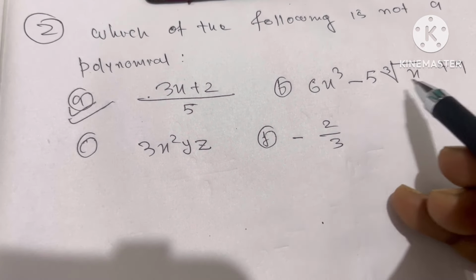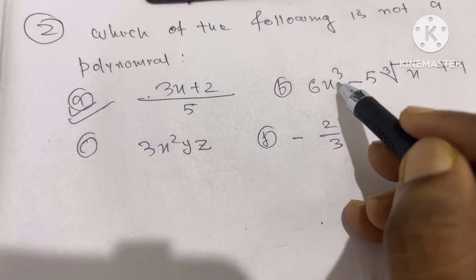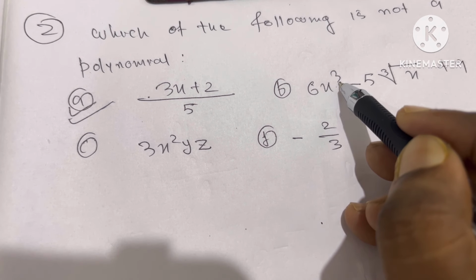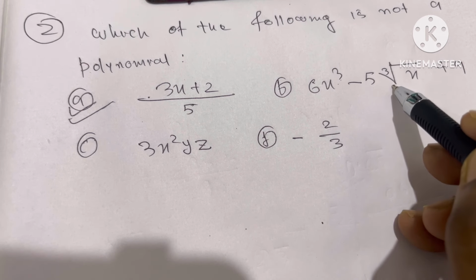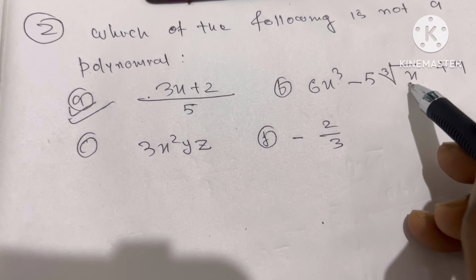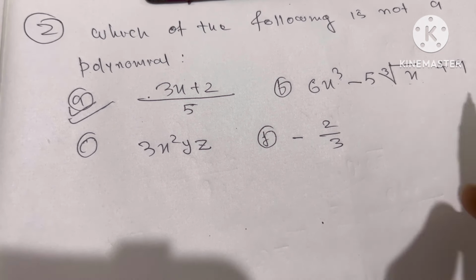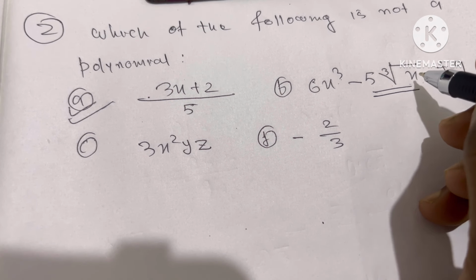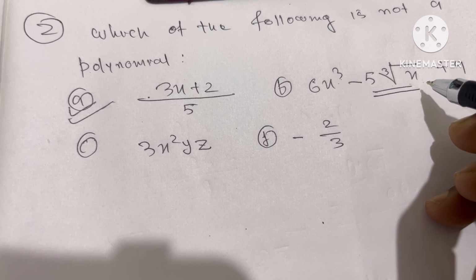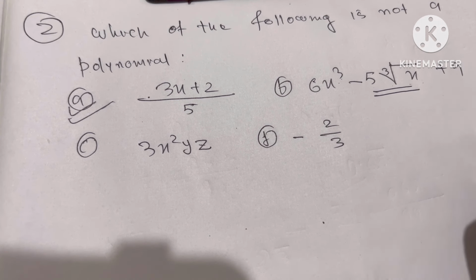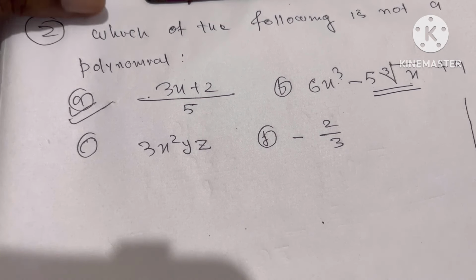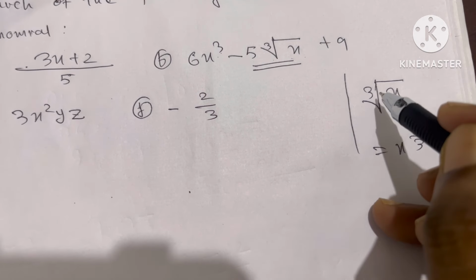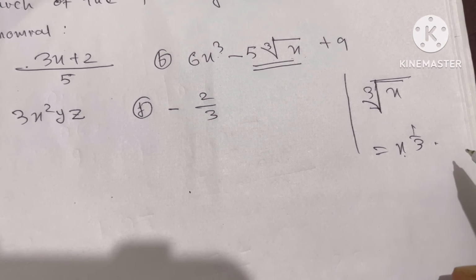So if you observe, option B is 6x power 3. The exponent of x is 3, so this is positive, true. Minus 5 cube root of x. But the exponent of this x is not a positive number. The exponent of cube root of x is a fraction. How? Because cube root of x is nothing but x power 1 by 3. So the exponent of x will be a fraction.